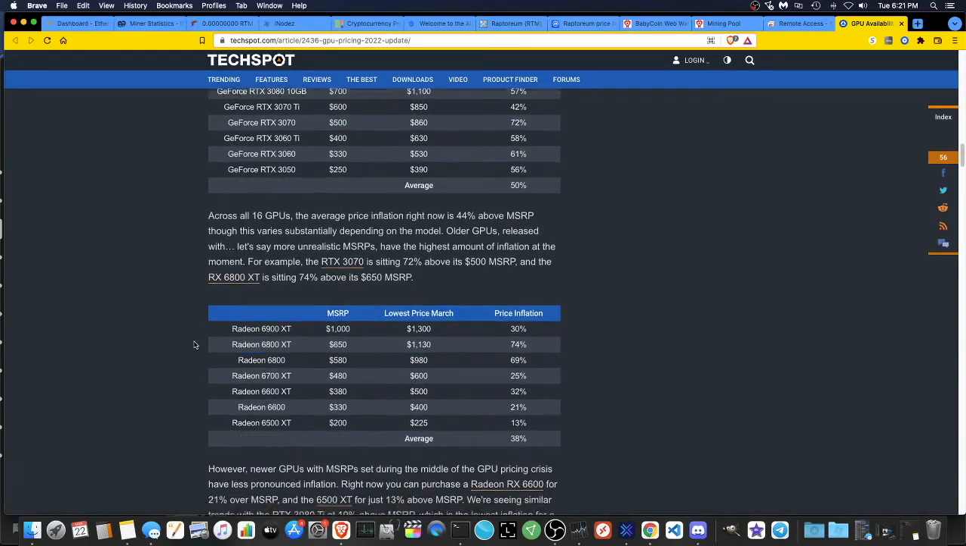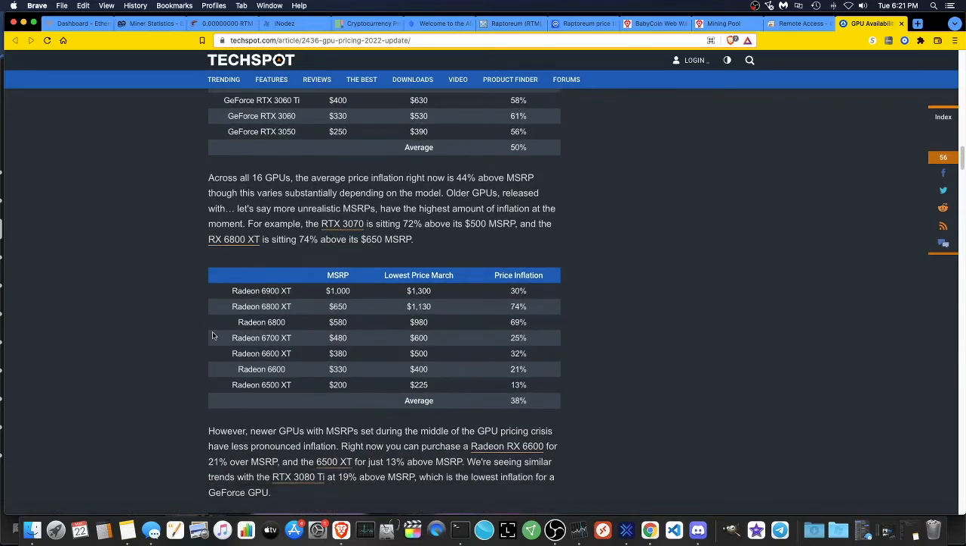Here are the AMDs. You can get a good idea what the prices are, the MSRP. I like the 6600 XT. Holy crap. Yeah.